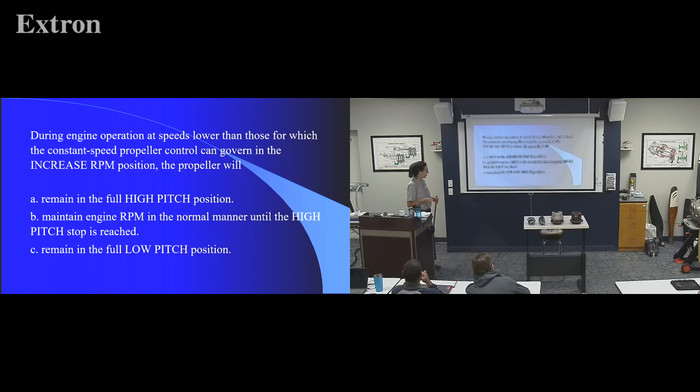And it has to be at a certain RPM before the governor can start to pick up speed. So in that non-governing range, or lower than the governor can govern, it just remains in that low pitch position, no matter where. I mean, there's a small area your throttle operates where that's happening. But what's the increased RPM position?